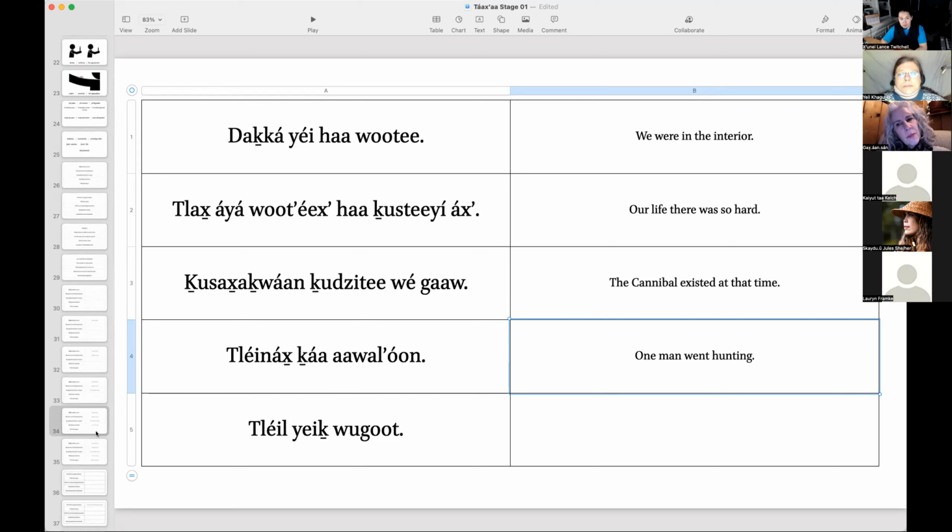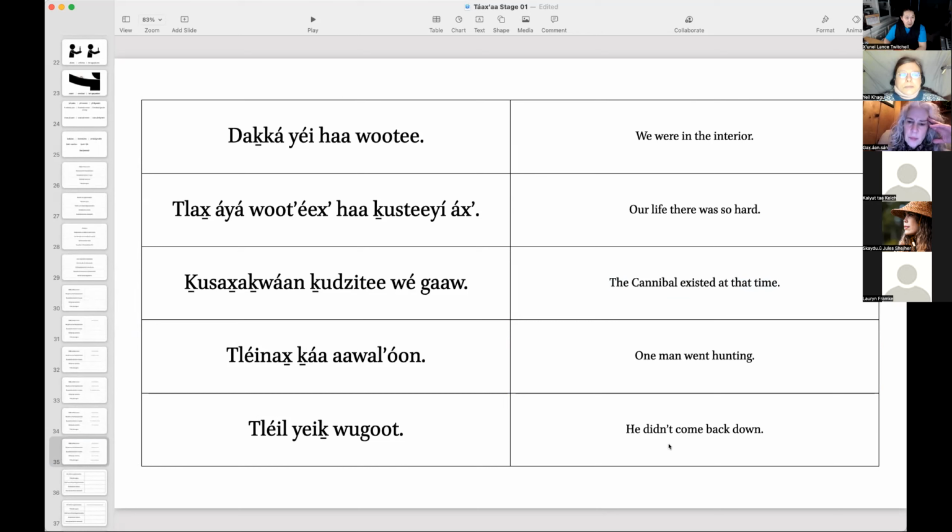Kayaakní wugud. He didn't come down, meaning back. They do translate this when you read this Táax'aa story.